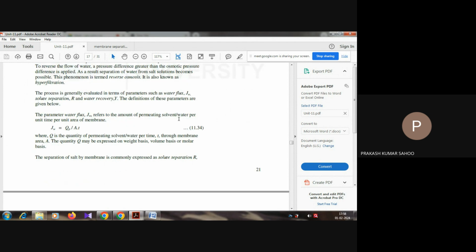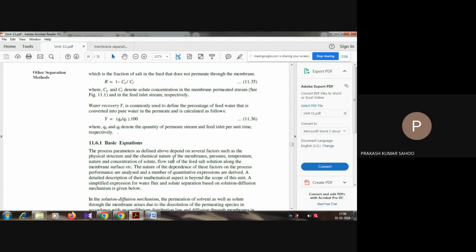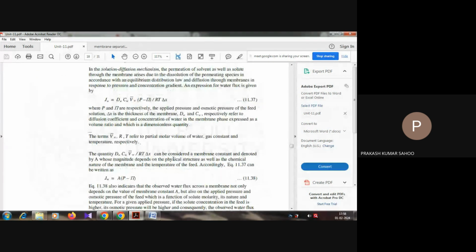Then we have equations like this. The water flux is equal to Q_P by A times t, where Q is the quantity of permeating solvent, having area A and quantity Q. Just go through these basic equations and try to remember them. These depend on different types of mechanism, and are mostly related to osmosis.